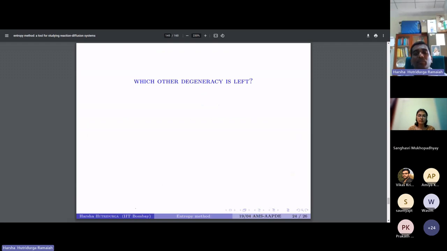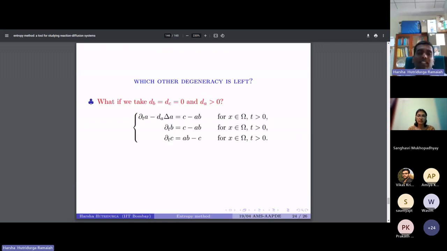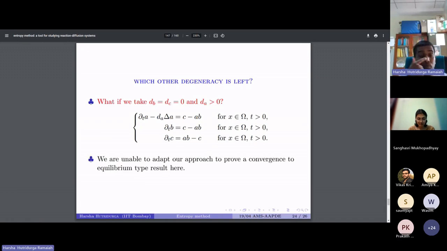And one can ask, why are you turning off only one diffusion? Can you turn off two diffusions? You get this reaction diffusion system here. The equilibrium states remain the same, but unfortunately, we are unable to adapt this approach to prove convergence to equilibrium type results for this system. We don't have a result for this.